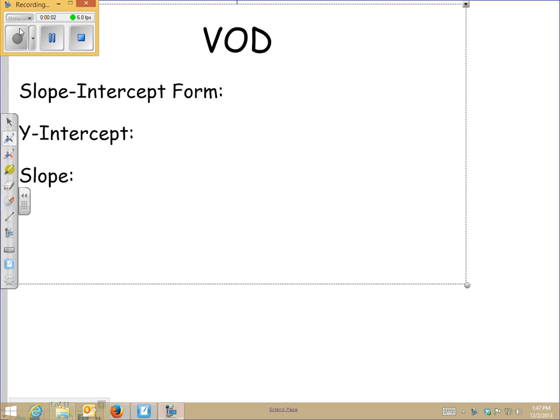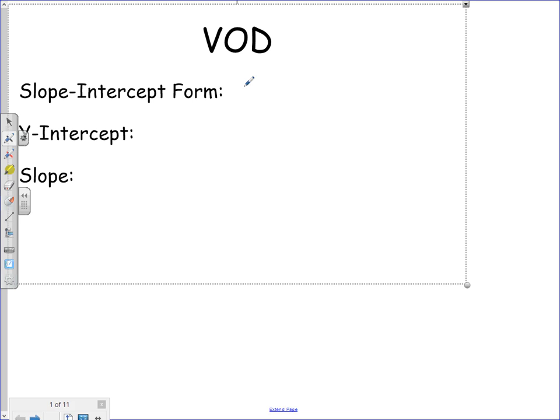All right, guys, we are working in 4.2, use linear equations in slope-intercept form. This starts in your book on page 232. Our vocabulary words of the day are not new, things you should recognize. Slope-intercept form, we've talked about repeatedly. Y equals mx plus b.